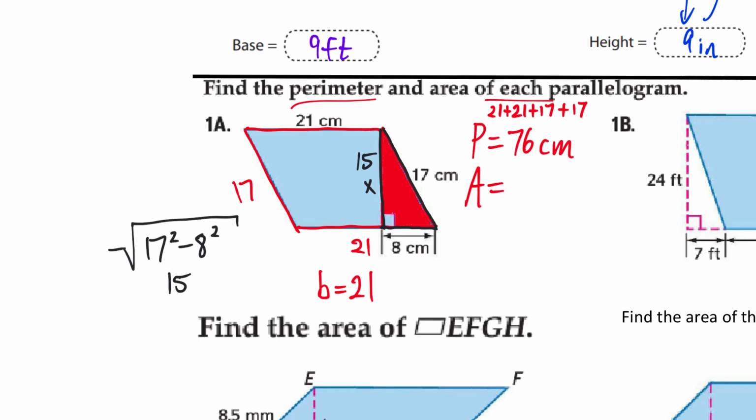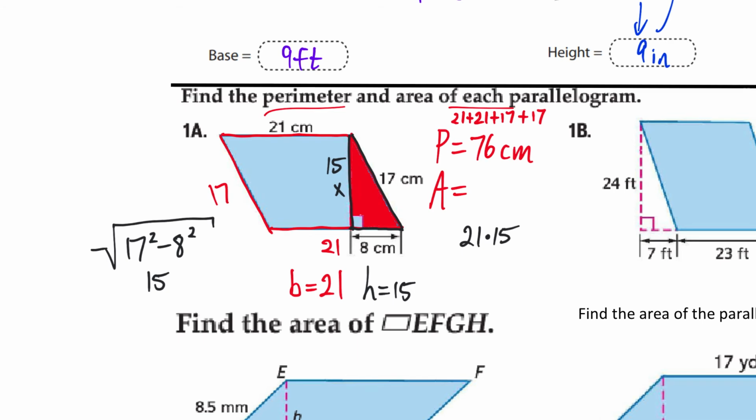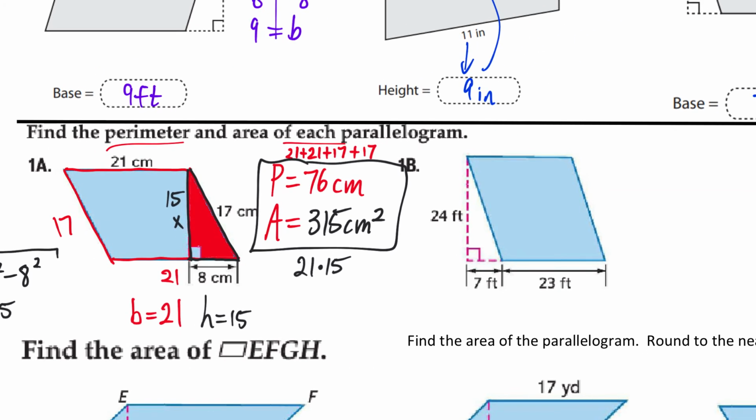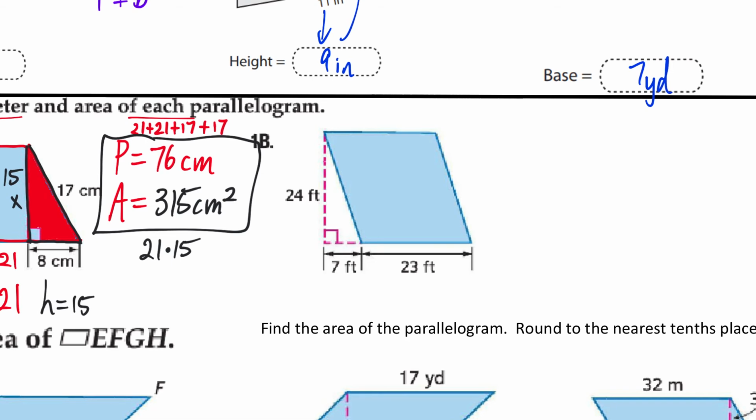The base is 21. The height is 15. So for the area, I'm going to go 21 times 15. What does that give you? 315. Okay. Perimeter 76. Area is 315 square centimeters. Okay, next one.